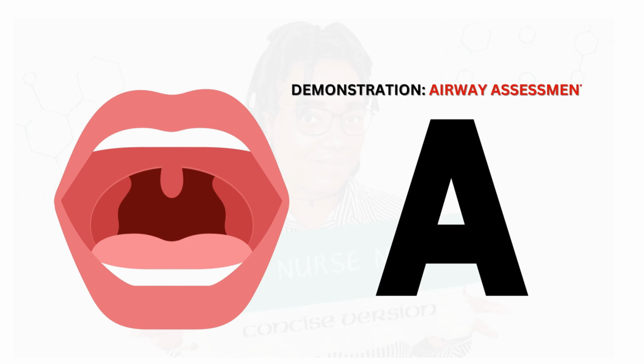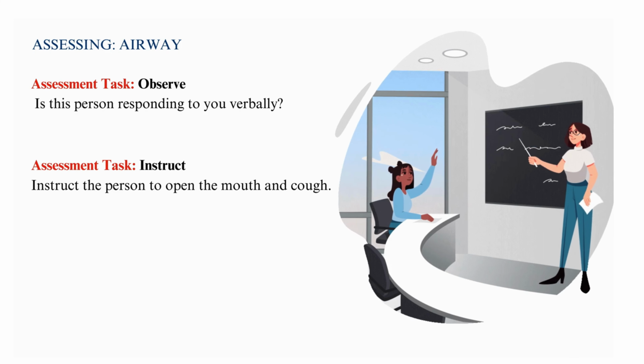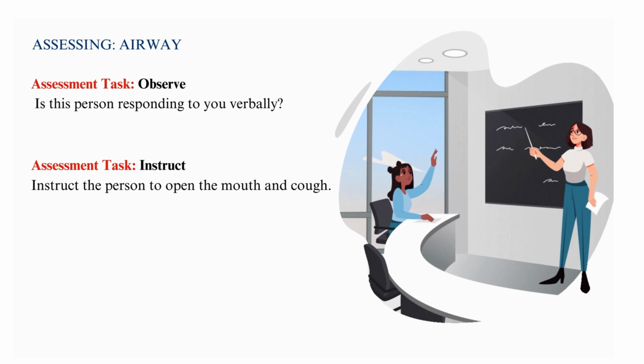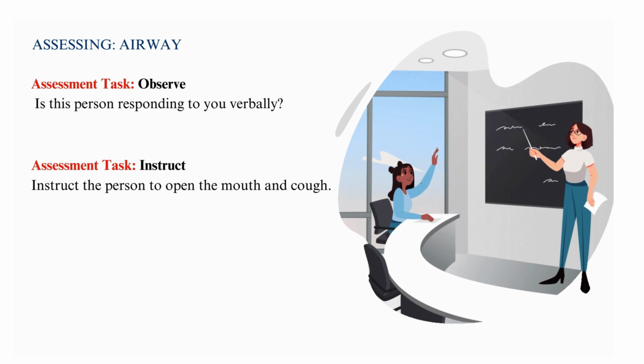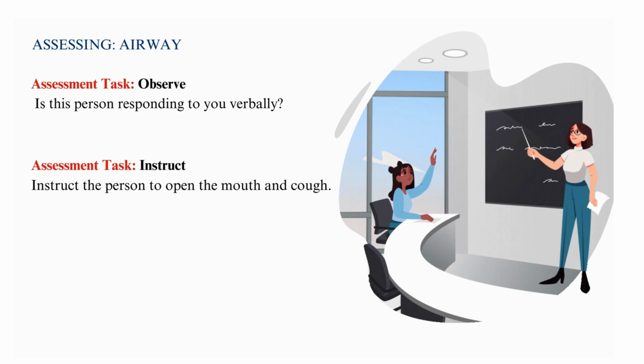Demonstration for airway assessment. You need to assess the airway. Tell me, what would you do here? Observe and instruct. Yes, you are correct. What should you observe? Is this person responding verbally to the questions being asked? Do I hear noisy breathing? Is this person gagging, turning blue and struggling to breathe? Perfect answer. Those are indeed some of the signs to observe when assessing the airway.